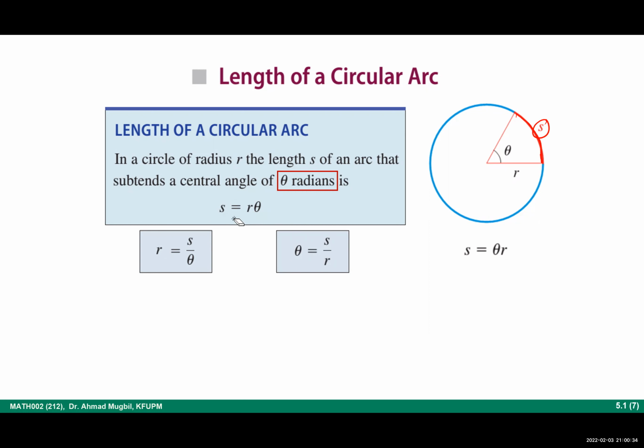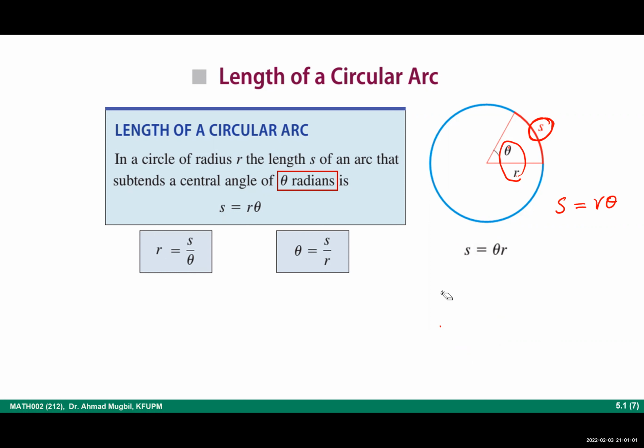How to find a nice way to recall or remember this formula? Because unfortunately, some of you mix up this formula. Is it theta equals s r, or s equals r theta? In fact, it is easy. Just look here. What is alone here? It is s. What are together? r and theta. So this will help you to remember that s, that is alone, equals r multiplied by theta.